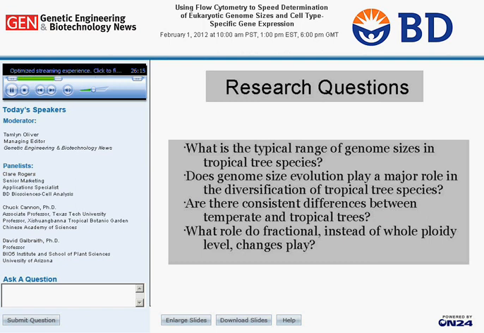The second question is, does genome size evolution play a major role in the diversification of tropical tree species? Genome size evolution does play a major role in many herbaceous plants, and we want to know if that same thing is happening in tropical species. Are there consistent differences between temperate and tropical trees? There are many gradients that we see going from the tropics to the temperate zone, a decline in species number, a decline in certain other aspects, and do we see a consistent difference between temperate and tropical areas? And do fractional differences in genome sizes play a major role, instead of this kind of whole ploidy level that we see in some herbaceous groups?